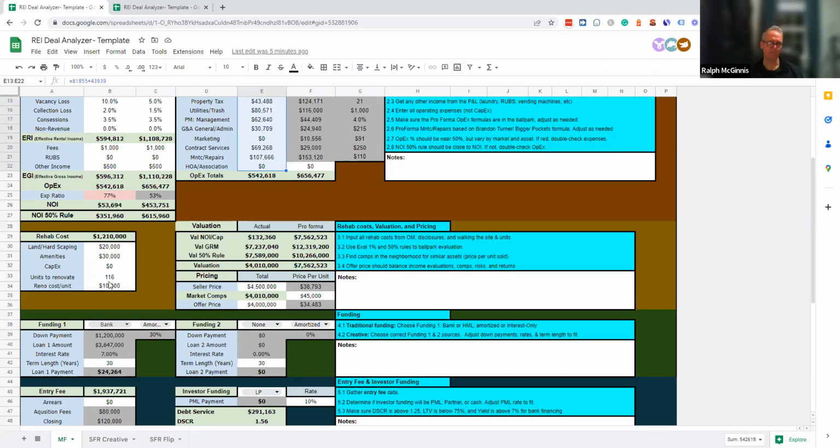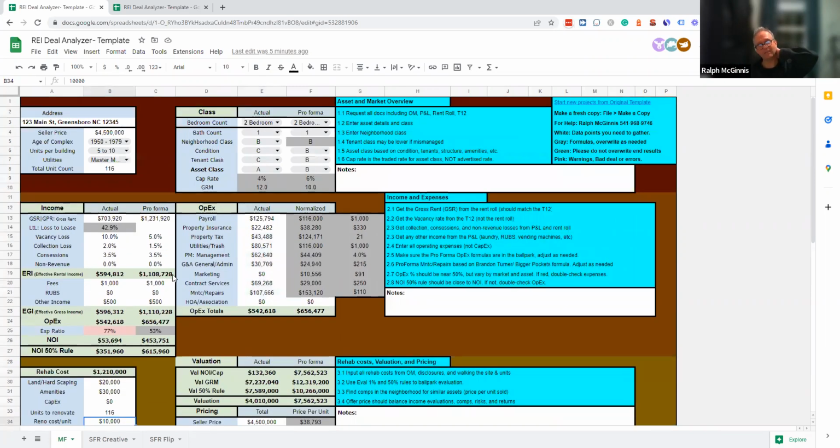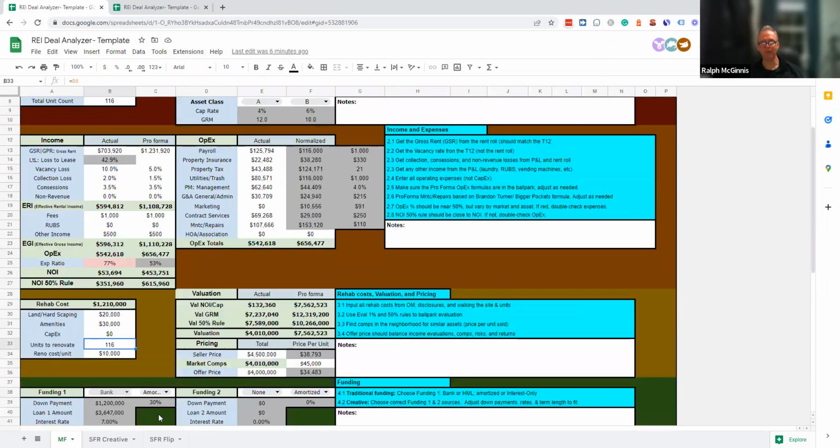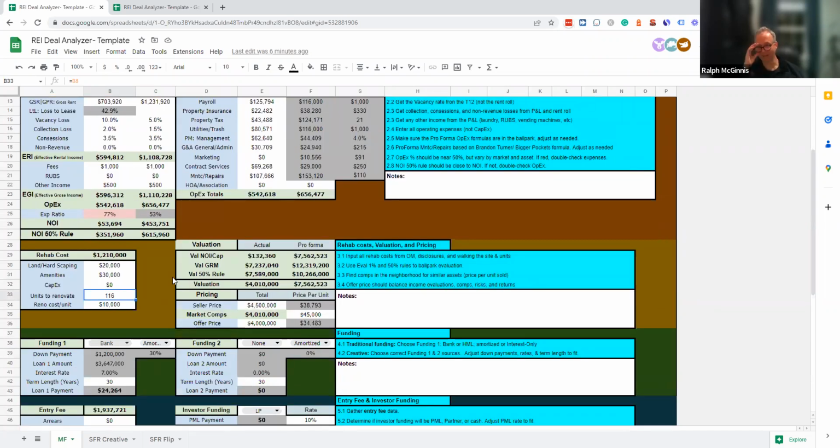So with the rehab, you got to know your market, as well as the class. A class C is going to use cheaper finishes, right? A class A is going to use higher end finishes. So you want to calculate, number one, if this apartment is 116 units, it doesn't mean you're going to have to rehab 116. It may be that half of them were already rehabbed. So units to renovate, this right now equals this, but you can just change it. So if they tell you we've already renovated 80 units and there's only 36 left to go, just type in 36 here, right? And that'll adjust your number for rehab.